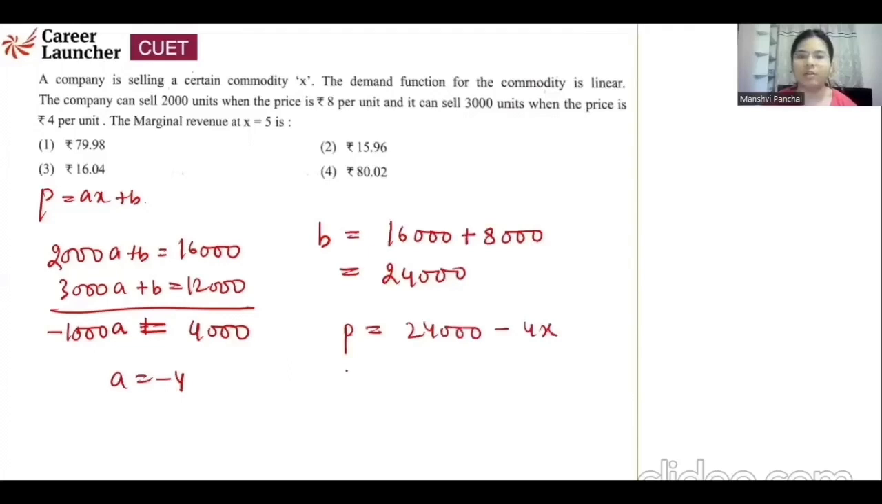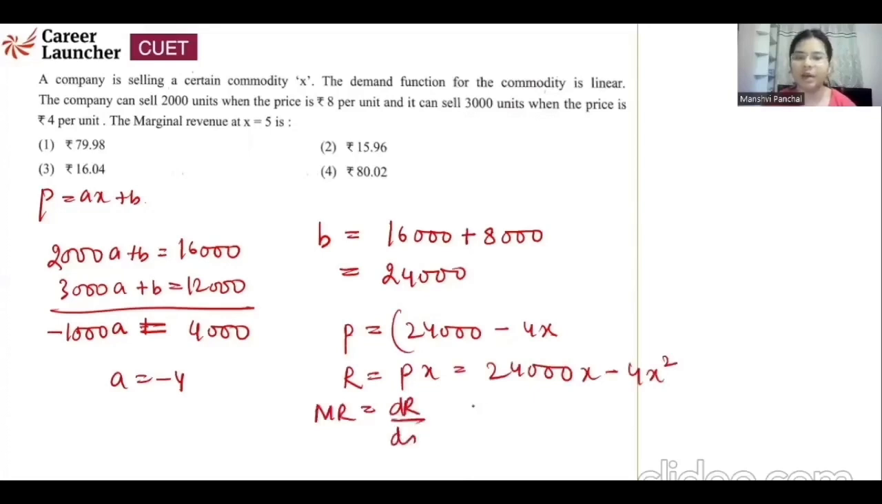Now what will be the revenue function? The revenue function will be P into x, right? So this will be 24,000x minus 4x square. Now marginal revenue MR is dR by dx. So this will be 24,000 minus 8x at x equals to 5.